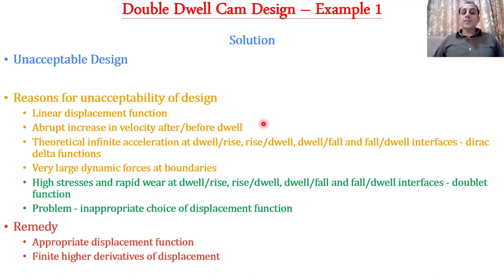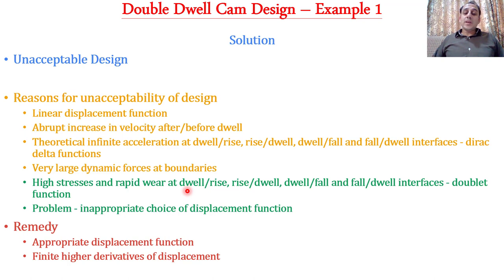So why did we reject this cam design? The first reason is the abrupt increase in velocity at dwells. We don't want the follower to move in abrupt velocities. Why? Because whenever there is an abrupt change in the velocity, you will get infinite acceleration. Because of infinite accelerations, you will get very high dynamic forces and very high stresses. That stress, for a fraction of a second, can damage the cam or follower, and the cam follower mechanism will not be able to perform its duty. So that's why we don't want the velocity to change abruptly, or we don't want discontinuity in the velocity function. Number two, we don't want infinite accelerations, or you can say we don't want the acceleration to be discontinuous. We want the acceleration function to be continuous.